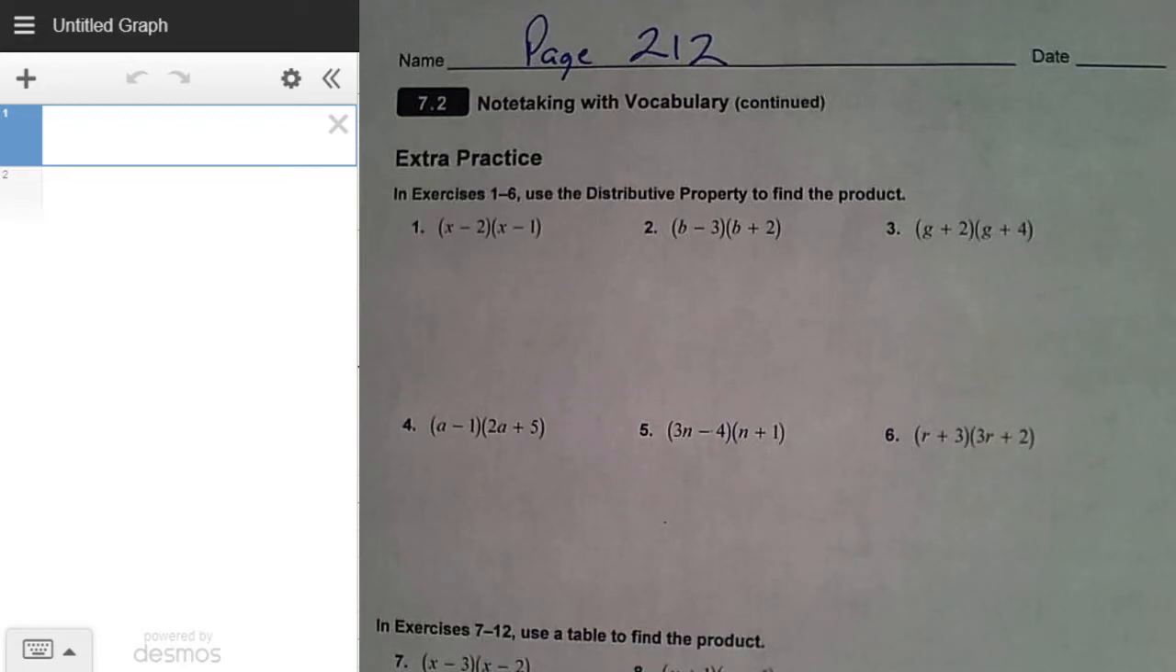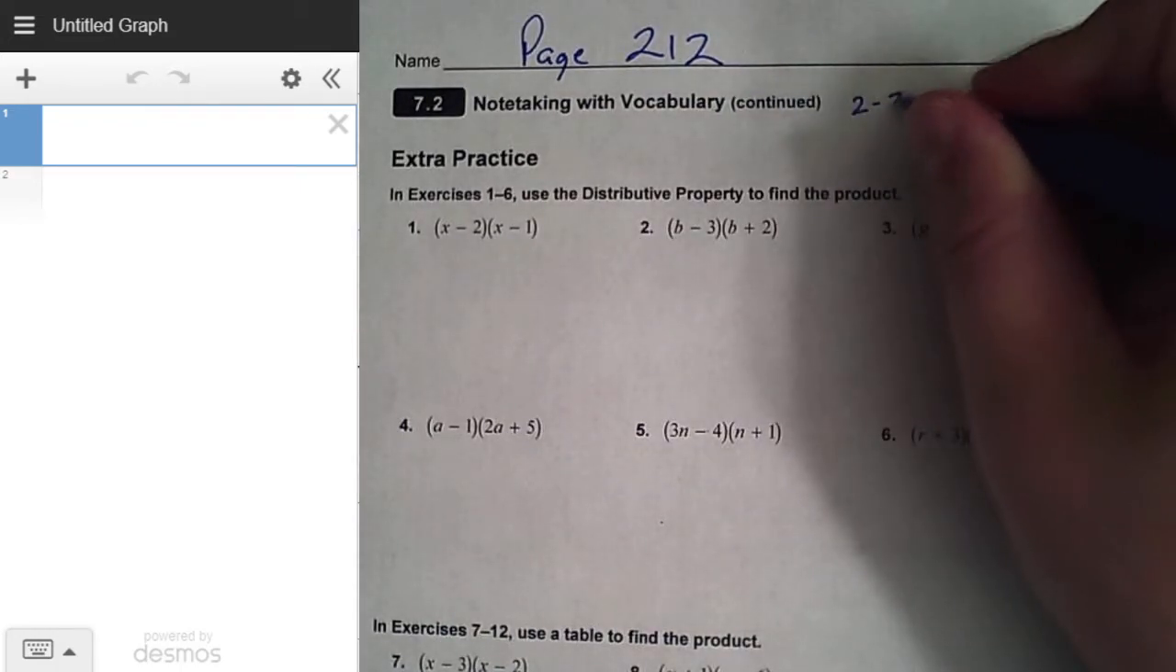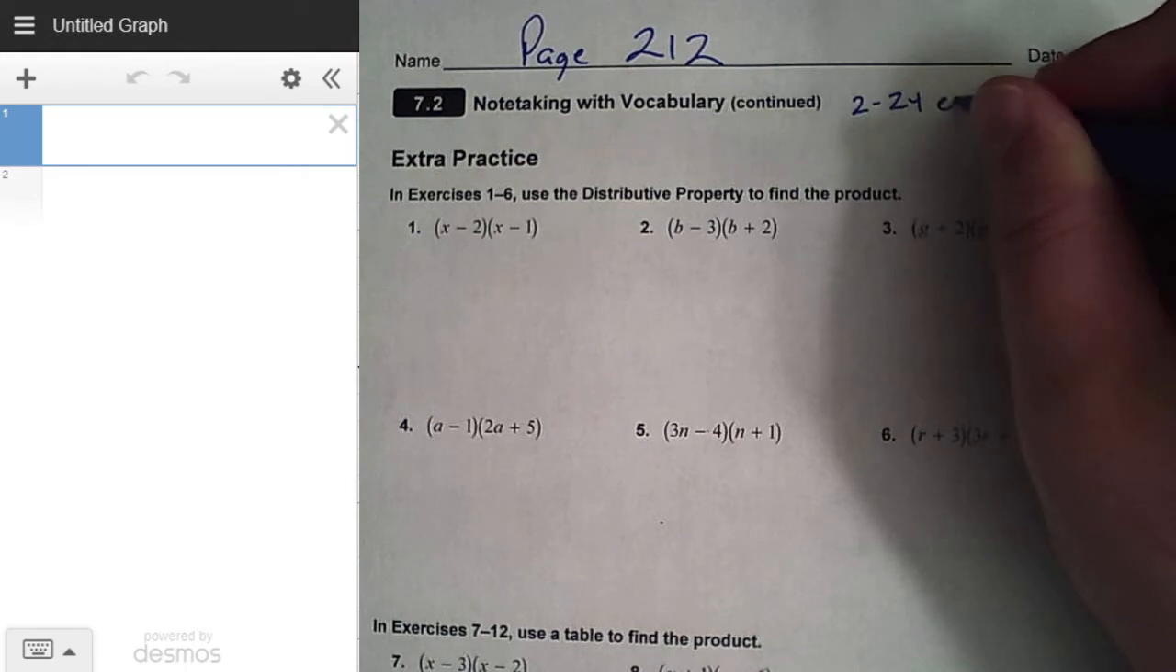Good morning, students. It's Mr. Potensky, and we are working through problems in 7.2 on page 212 of your Big Ideas Math Student Journal. Remember, we are multiplying polynomials. Let's work through these. We're doing the evens, so 2 through 24 even.